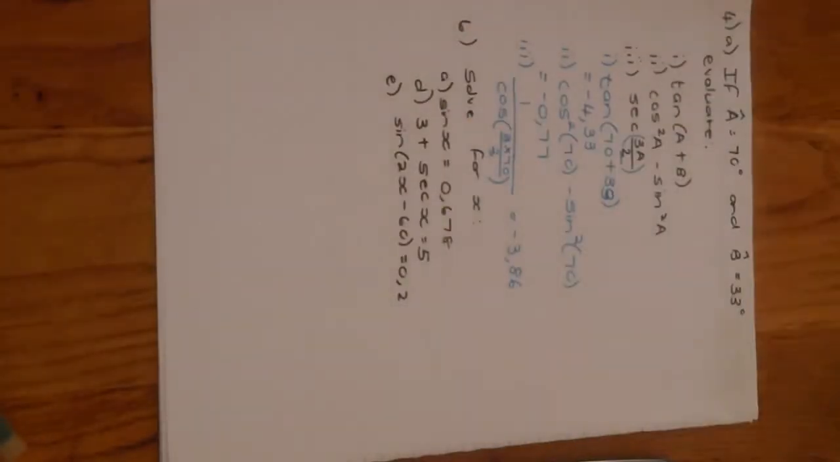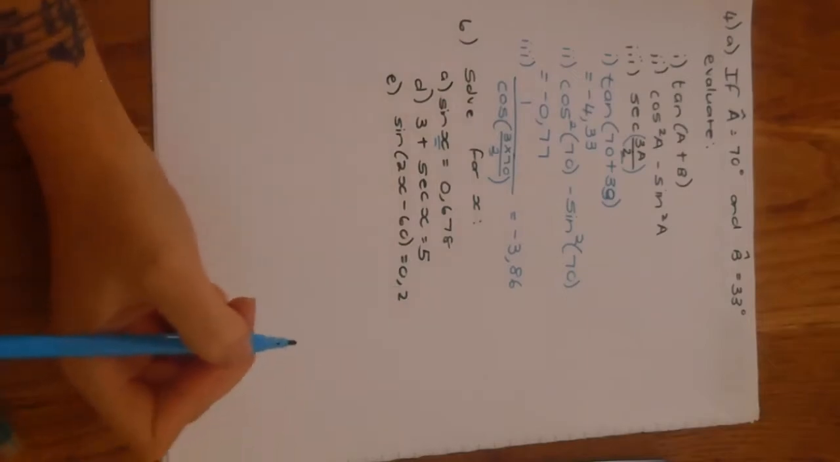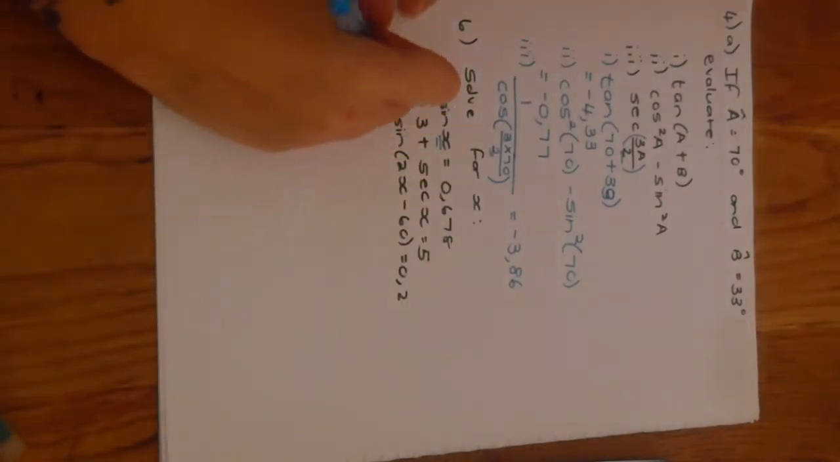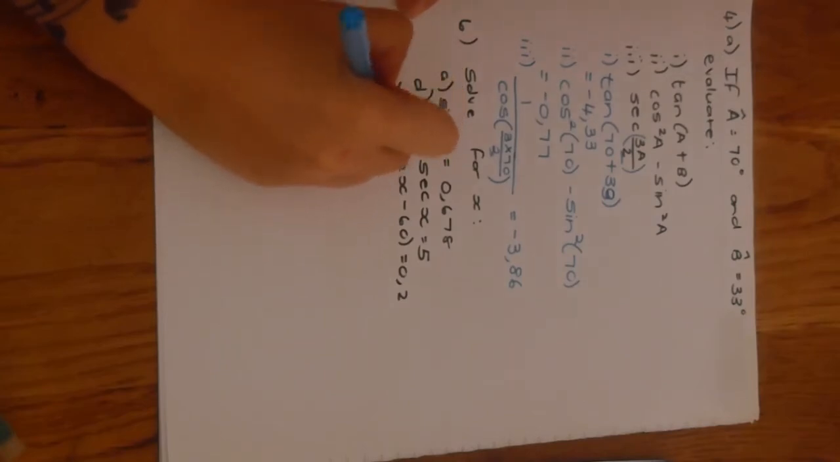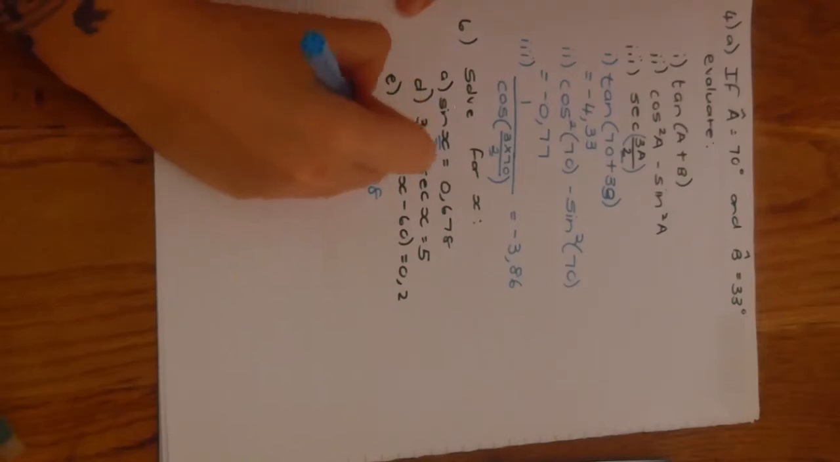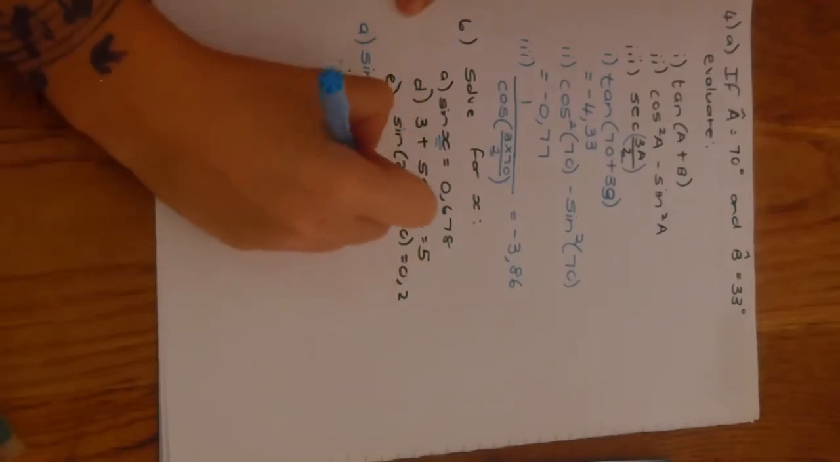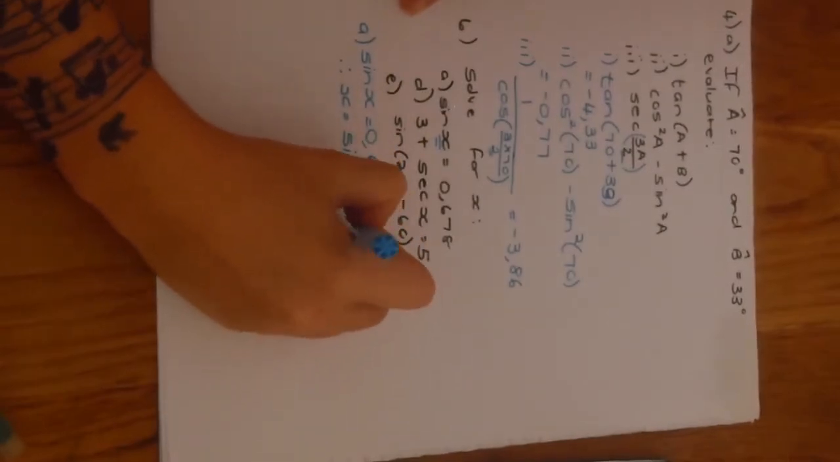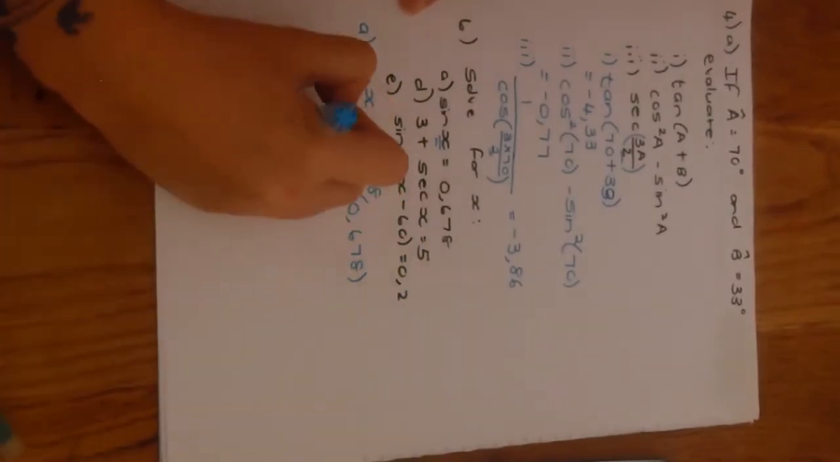Okay, number 6, solve for x. Now this is very simple. Remember, when you're trying to find an angle, this is when you must shift. Okay, so for a, sine x equals 0.678. So therefore x equals shift, which gives you sine inverse 0.678. So check.